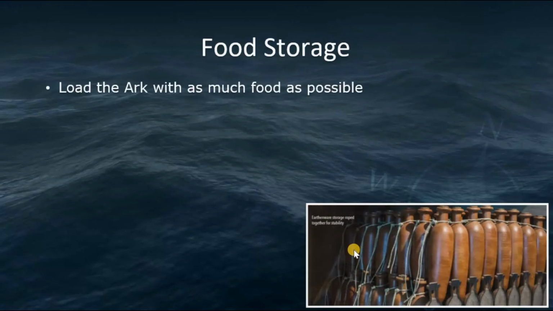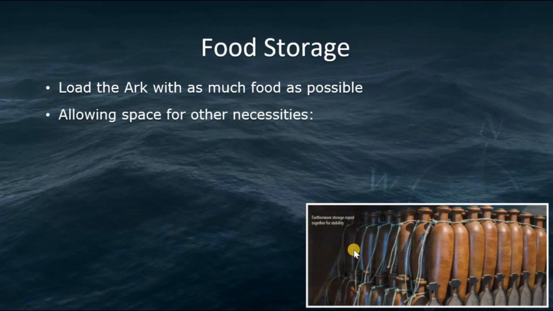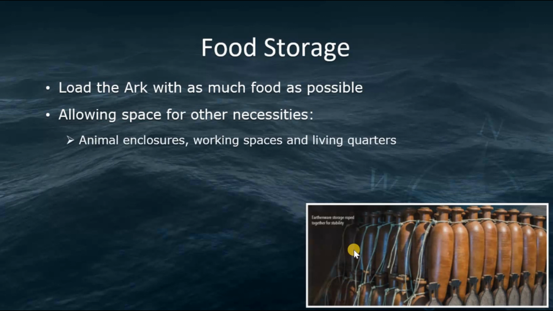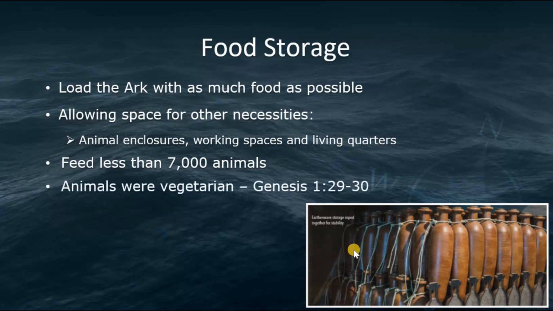Also, they loaded the ark with as much food as possible, allowing space for other necessities, like animal enclosures, working spaces, and living quarters. And I'll show you some examples of those. And like I mentioned, Noah and his family only had to feed less than 7,000 animals. We talked about that last time because it was the original kinds. Also, as we established in Genesis chapter 1, verses 29 and 30, the animals were vegetarian.